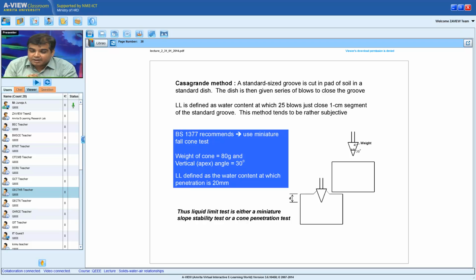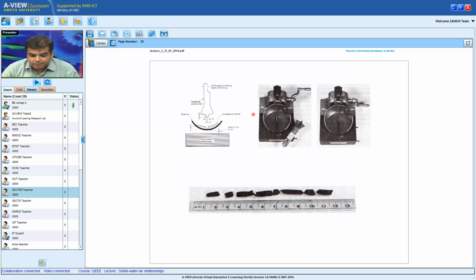And if this number is 25, we call the water content of this part of soil the liquid limit. So I'll come back to this slide. Let me go to the next slide and show you the figure.